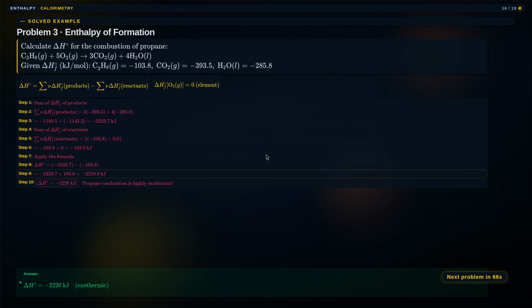Step 2. Sum of reactants. 1 times negative 103.8 plus 5 times 0 equals negative 103.8. Step 3. Apply the formula. Delta H equals product sum minus reactant sum. Negative 2,323.7 minus negative 103.8 equals negative 2,219.9 kilojoules. The answer is negative 2,220 kilojoules. Propane combustion is highly exothermic.